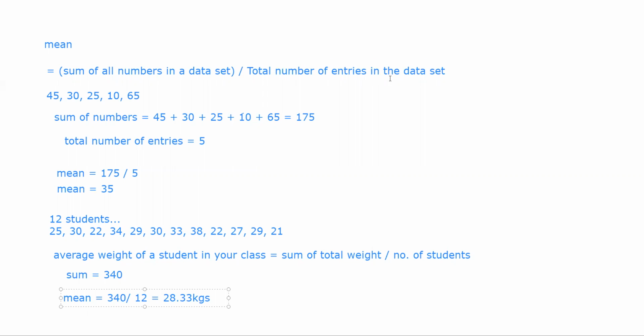The other thing that we are going to discuss, just let me clear all, is median. Median is basically the central value of any data.